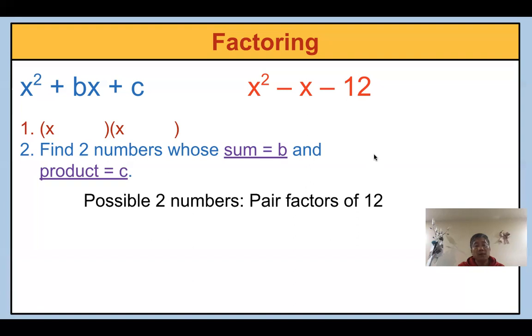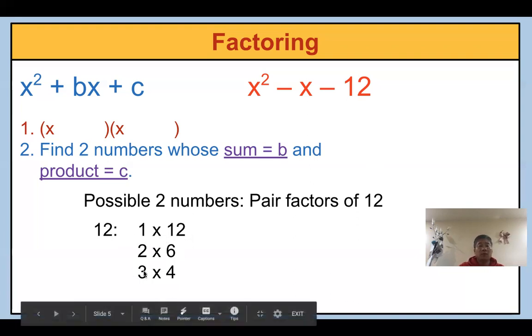To find it, if you can find it quickly, it's better. But if you cannot, this is the best way. So you find all the pairs of factors of 12. What multiplies to become 12, right? First, 1 times itself, 2 times 6, 3 and 4. So we have only 3 possible pairs, right? 1 times 12, 2 and 6, 3 and 4.